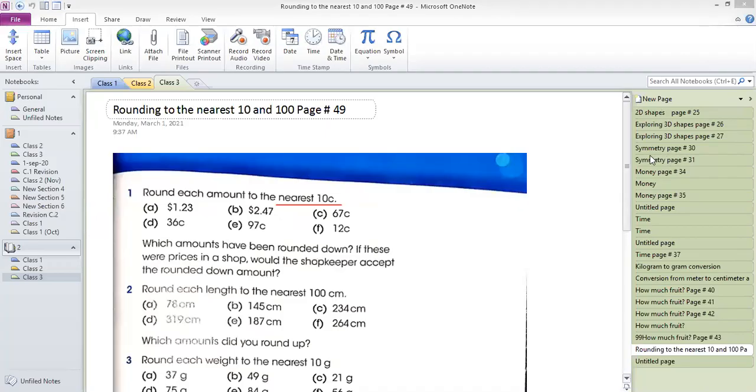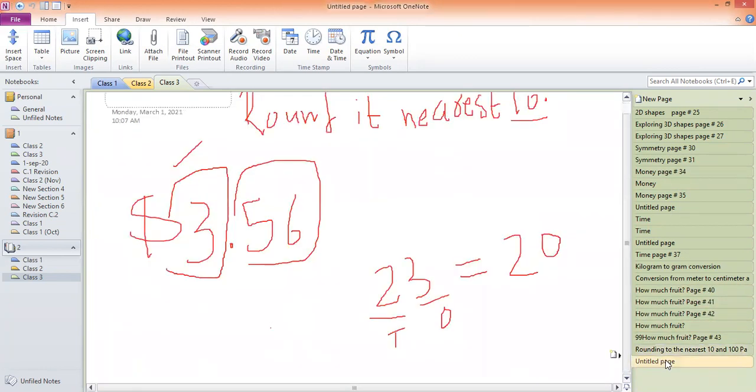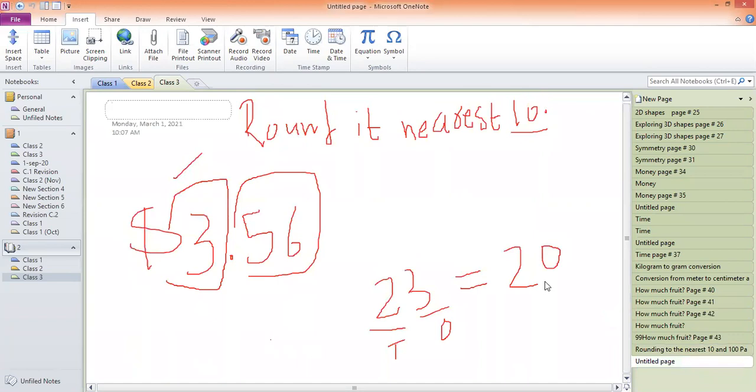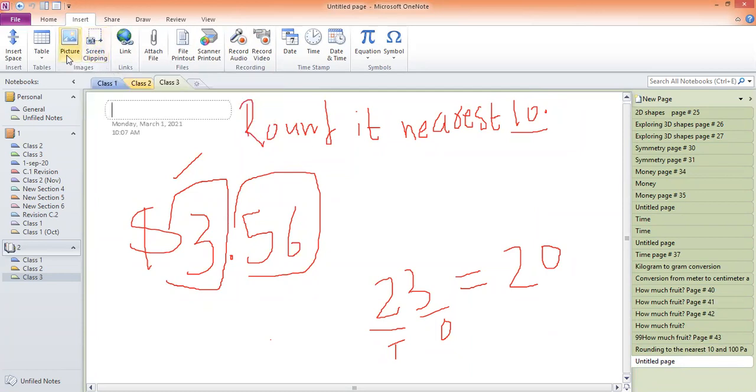I welcome all of you guys to lesson number 33 for grade 3 mathematics. The topic which we started, rounding to the nearest 10 and 100, we learned the foundation of this topic yesterday. A quick revision, and then we will come to the book exercise question number 1, and we will complete it in our notebook.